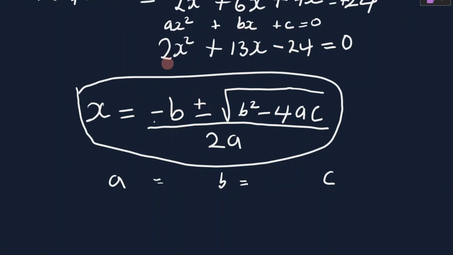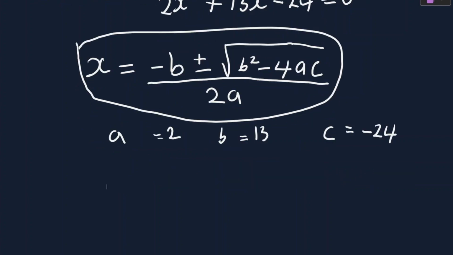Now, remember that the value of a is always the coefficient of s squared, and the coefficient here is 2. Therefore, our a is equal to 2. The value of b is always the coefficient of s, and the coefficient of s here is 13. That means our b is 13. The c is always the constant, that is the number that does not have any letter, which is negative 24. We will now input the values of a, b, and c in this general formula.